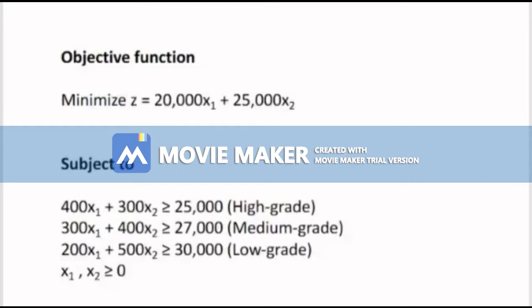For high-grade oil, we have 400 x1 plus 300 x2 greater than or equal to 25,000. For medium grade, we have 300 x1 plus 400 x2 greater than or equal to 27,000, and for low-grade oil, we have 200 x1 plus 500 x2 greater than or equal to 30,000. And x1 and x2 must be greater than or equal to 0.